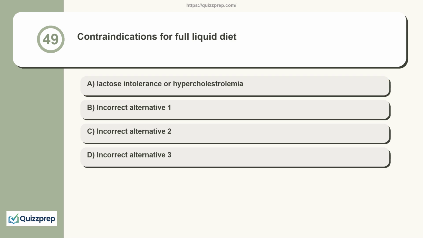Question 49. Contraindications for full liquid diet. Lactose intolerance or hypercholesterolemia.